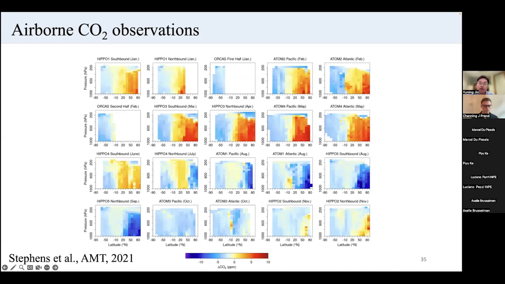Looking closer at the flight data, what I show here is the latitude-pressure cross-section of the detrended CO2. Basically, we just group the sparse airborne observations into each latitude and pressure box, and then detrend the data. Each panel here is one airborne campaign transect. These panels are organized by season from January to November. We don't have data in December right now.